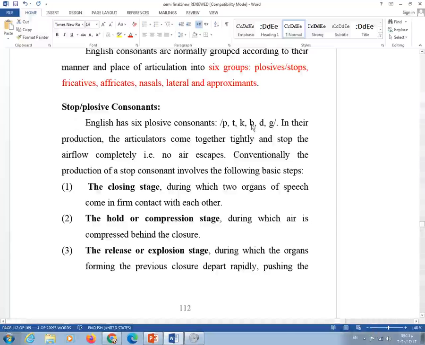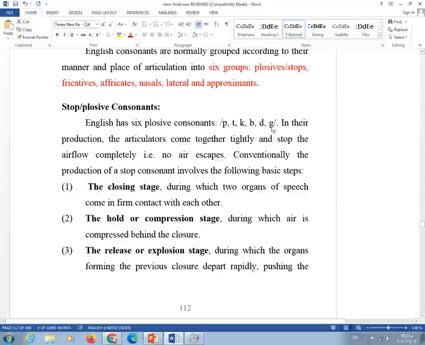Okay. You can repeat after me. P, t, k, b, d, g. 3 voiceless, مش بننطقهم بفويس خالص عشان هما مش محتاجينهم. P, t, k. والتلاتة التانيين محتاجين يبقى فيه voicing, فيه vibration of the vocal folds. فبنقول b, d, g. Okay.